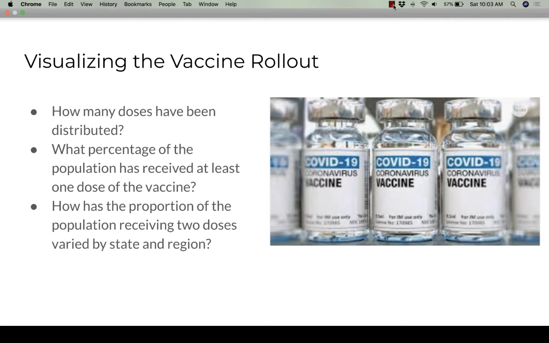So here are mine. How many doses of the coronavirus vaccine have been distributed in the United States? What percentage of the population has received at least one dose of the vaccine? And how does the proportion of the population receiving 2 doses vary by state and region?